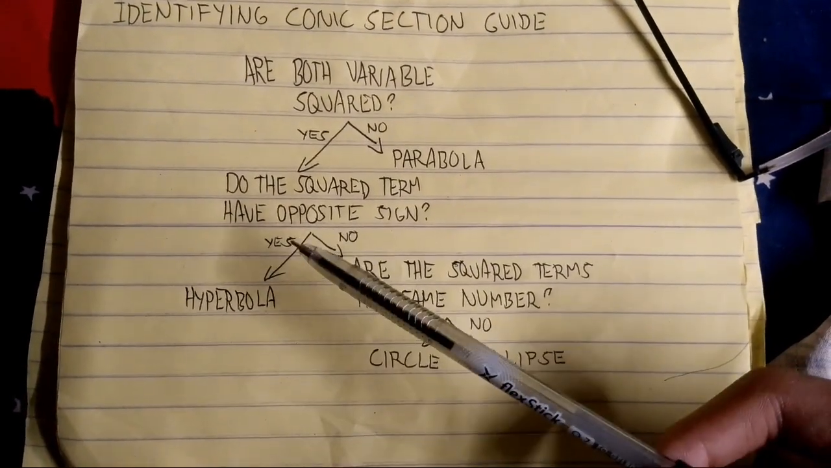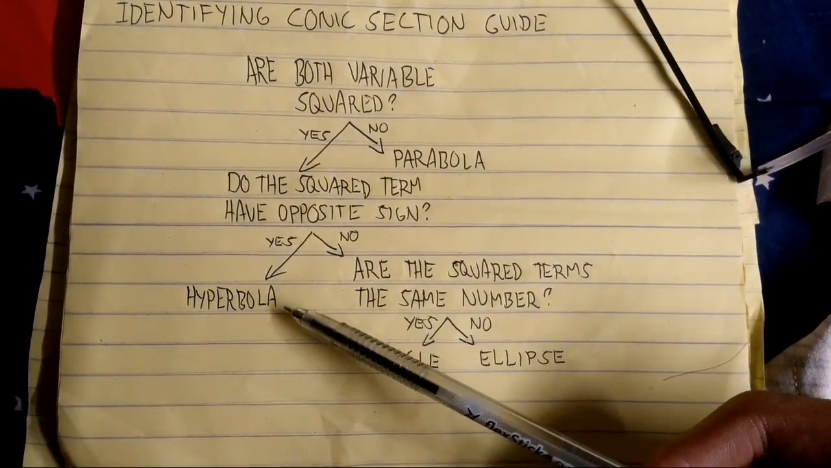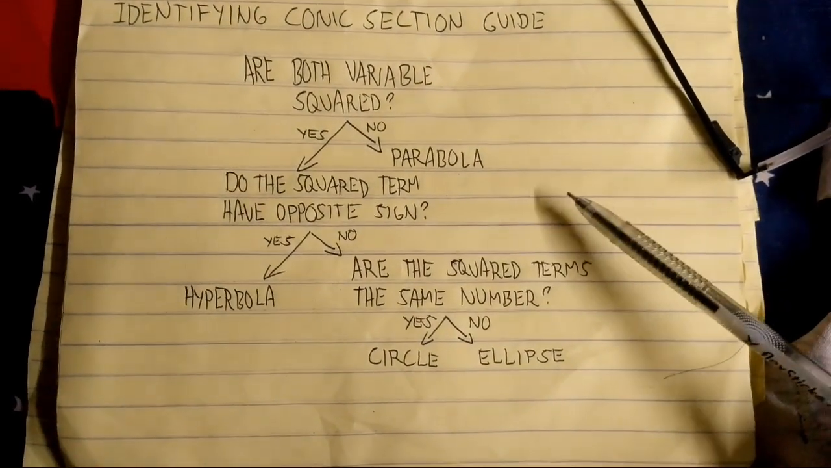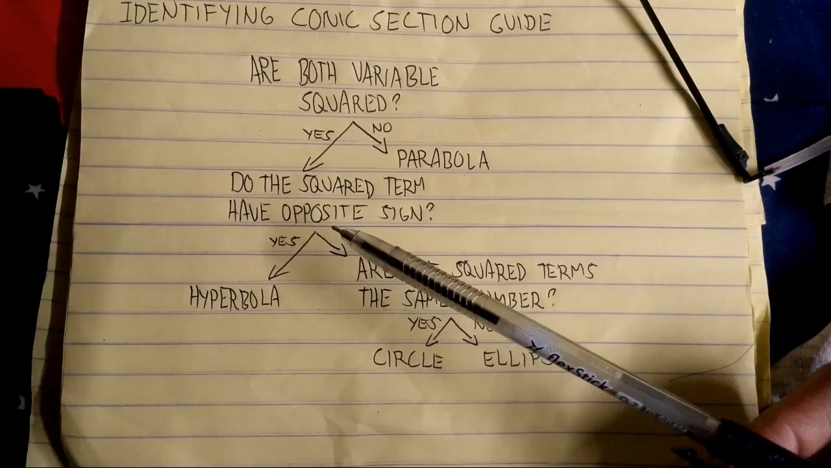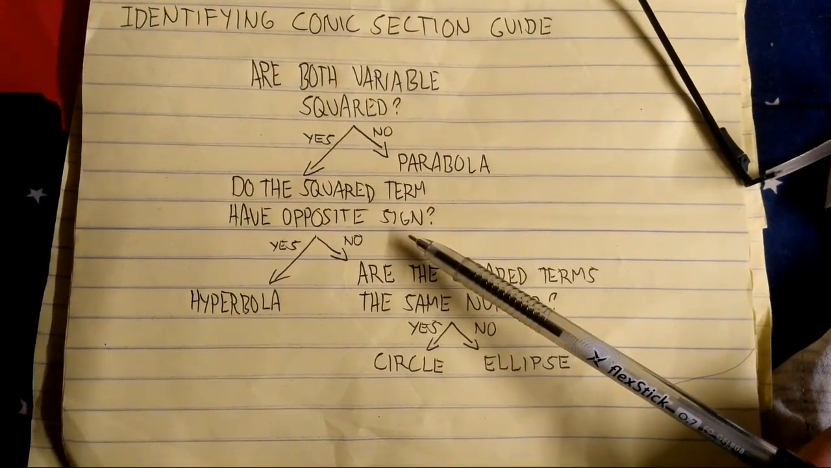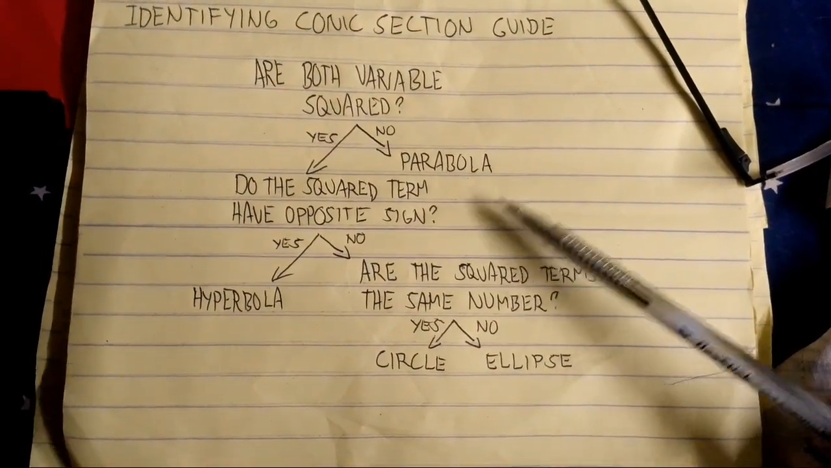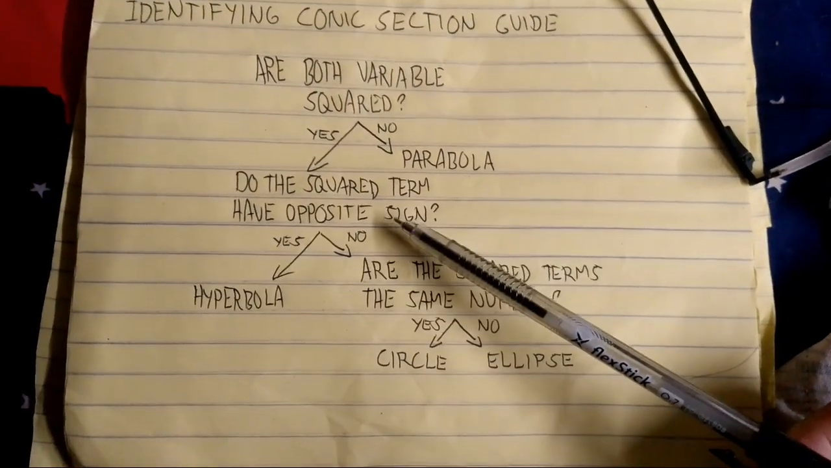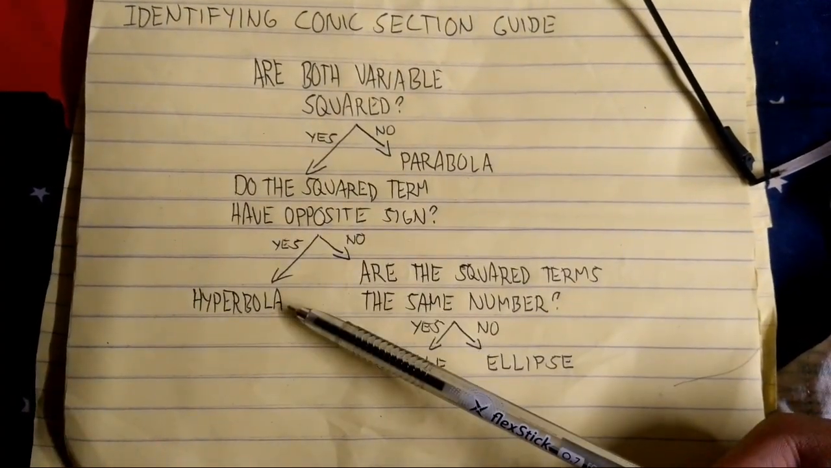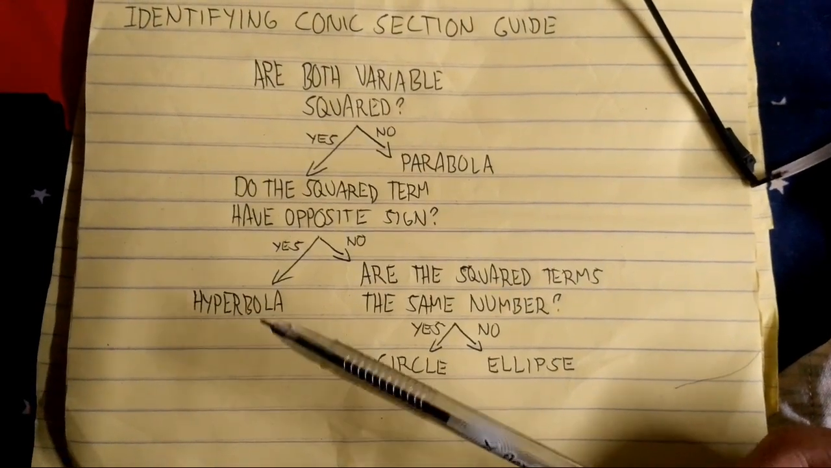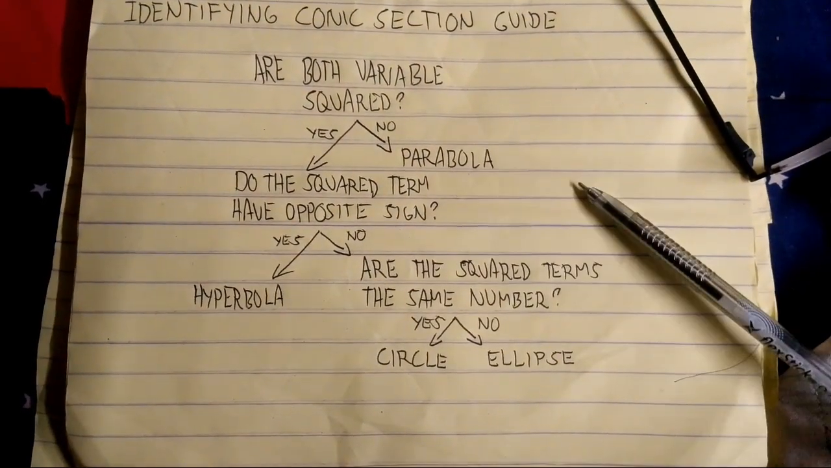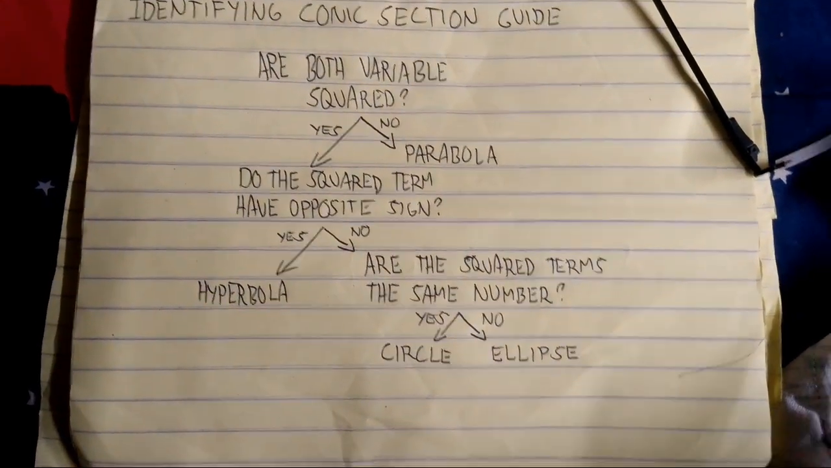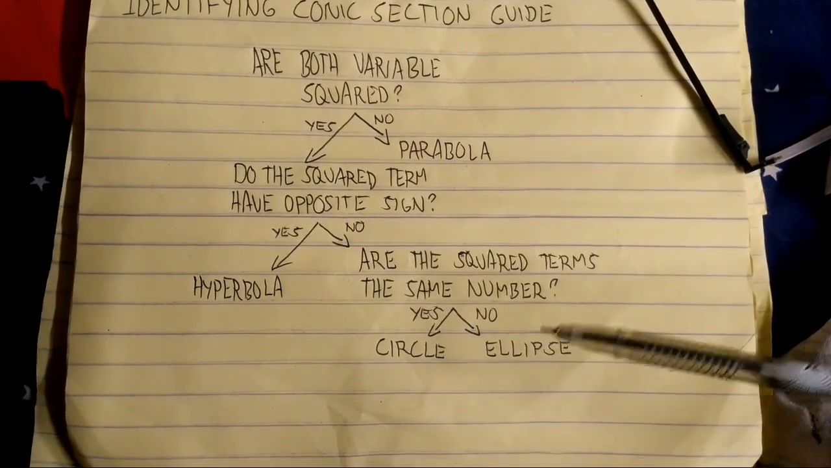If yes, then it's a hyperbola, meaning if x is positive and y is negative, then it's opposite sign. Also, if x is negative and y is positive, it is also opposite sign. That's why it is a hyperbola. Then if both x and y have the same sign, we should proceed to the third question.